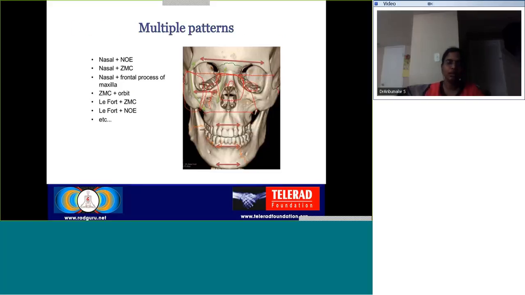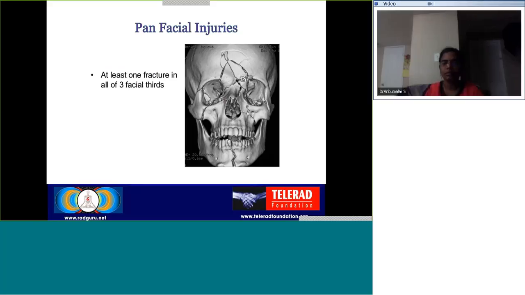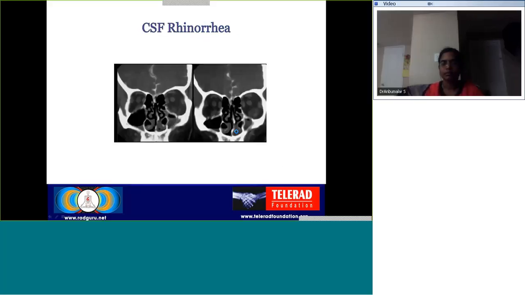And in the face, usually we won't get a single pattern of fracture as such. There may be multiple fracture patterns, and they may be associated, like nasal fracture with the naso-orbito-ethmoidal fracture, nasal fracture with the zygomaticomaxillary complex, or the zygomaticomaxillary complex with the orbital fracture, and associated Le Fort fractures can be seen. So this is a multiple pattern of facial fractures. And the other thing is panfacial injuries. Panfacial means all the upper third, middle third, and lower third have fractures.